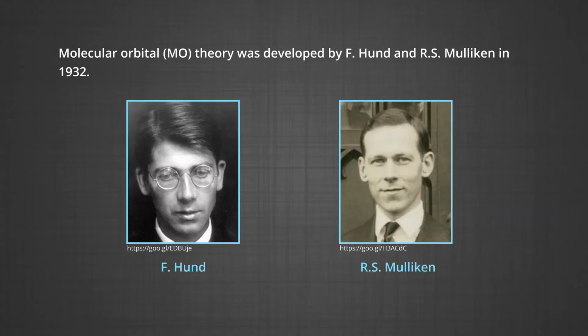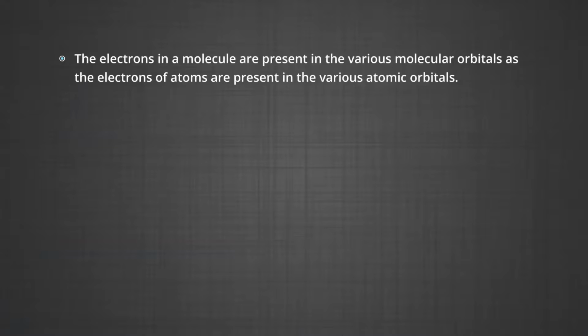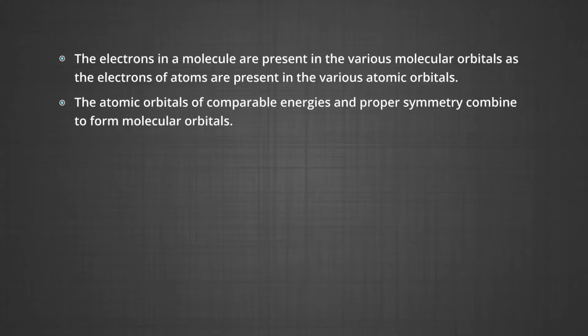First of all, molecular orbital theory. Molecular orbital, that is MO, this theory was developed by F. Hund and R. S. Mulliken in 1932. The salient features of this theory are: the electrons in a molecule are present in the various molecular orbitals as the electrons of the atoms are present in the various atomic orbitals. The atomic orbitals of comparable energies and proper symmetry combine to form molecular orbitals.